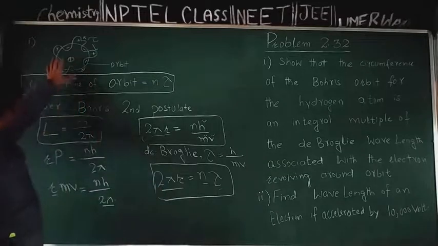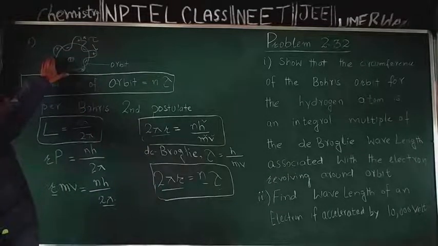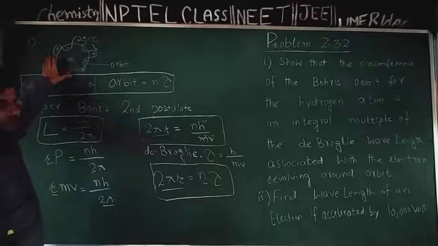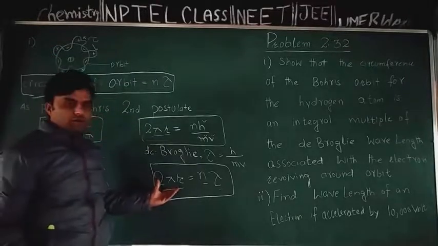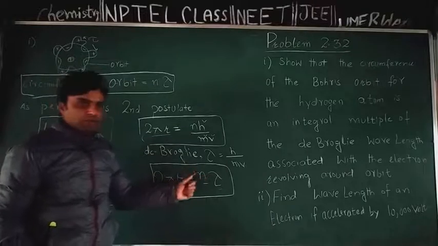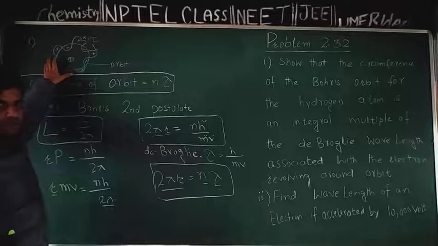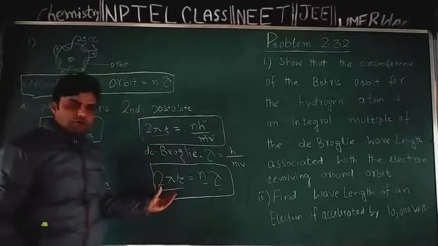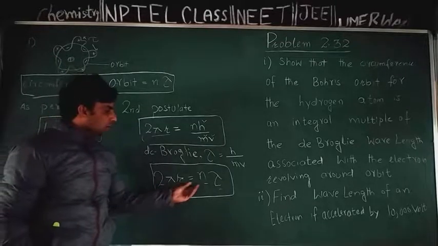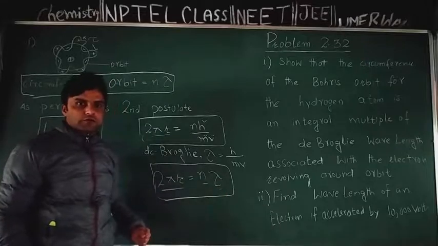And we can say that the electron wave is continuous, is in phase when the circumference of an orbit is equal to n lambda. The electron wave in an orbit is continuous, is in phase, only when the circumference of the orbit is an integral multiple of the wavelength of the electron wave.